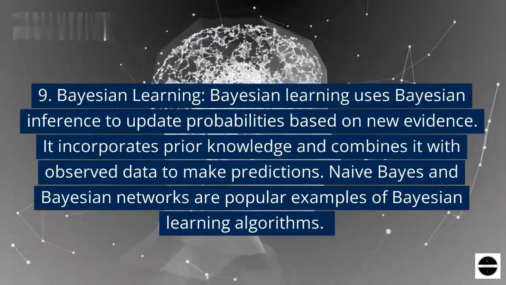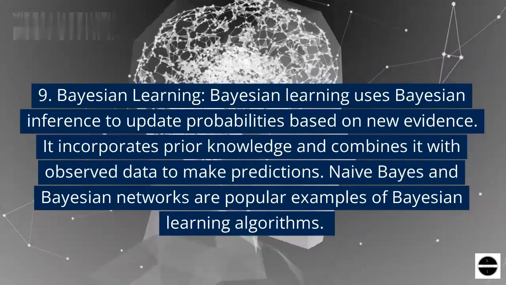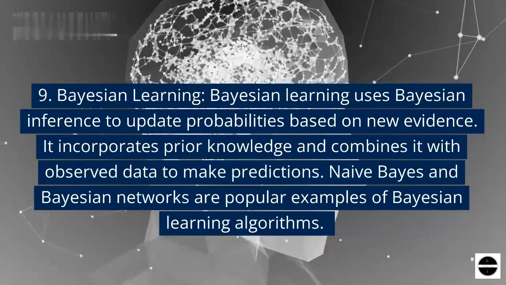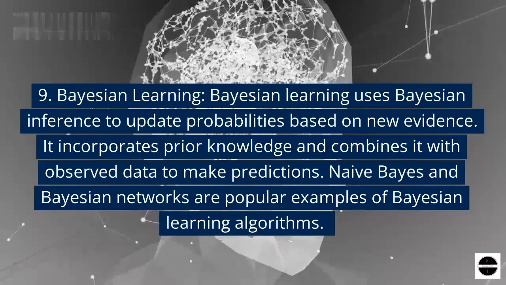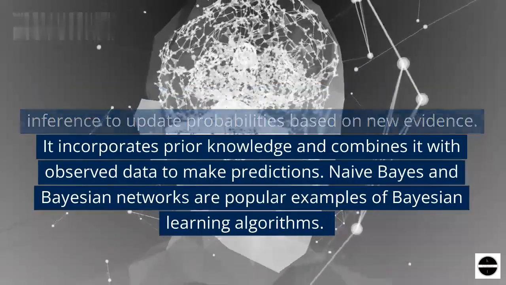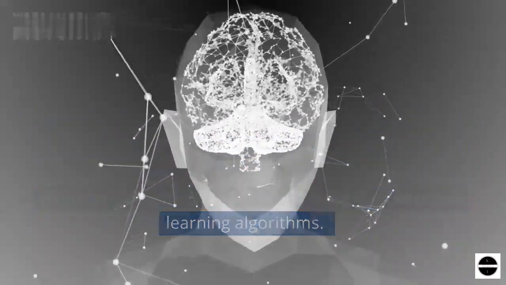9. Bayesian learning. Bayesian learning uses Bayesian inference to update probabilities based on new evidence. It incorporates prior knowledge and combines it with observed data to make predictions. Naive Bayes and Bayesian networks are popular examples of Bayesian learning algorithms.